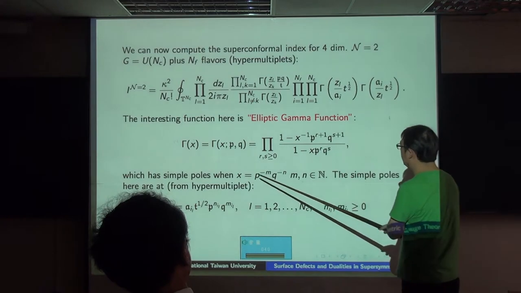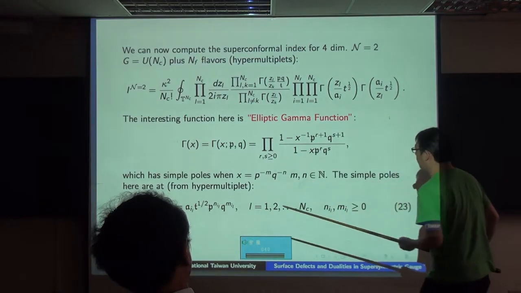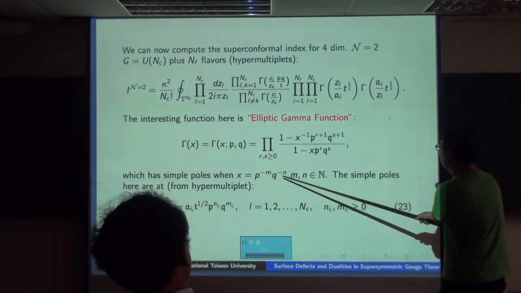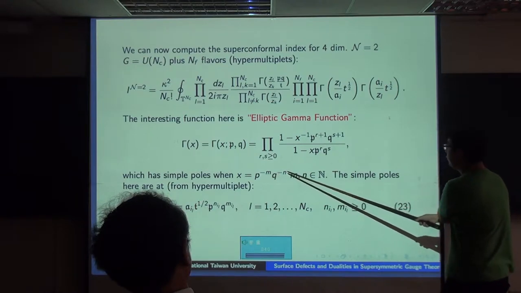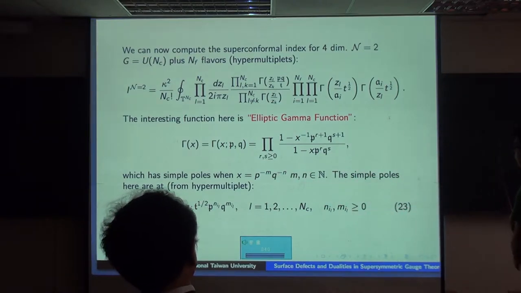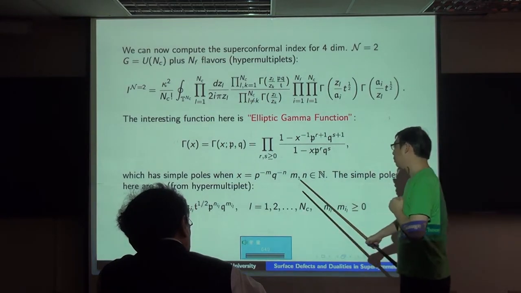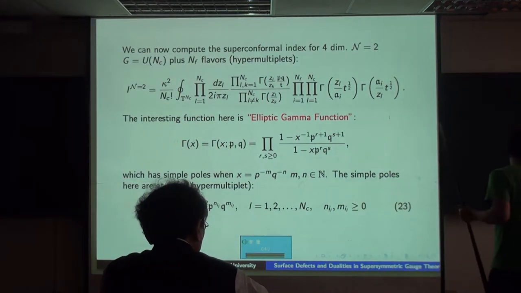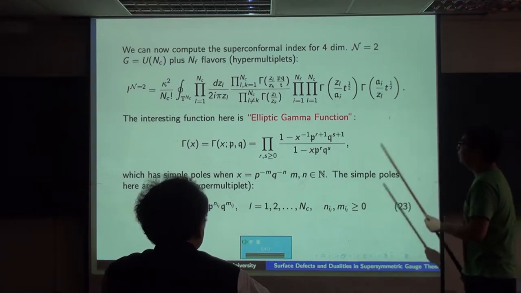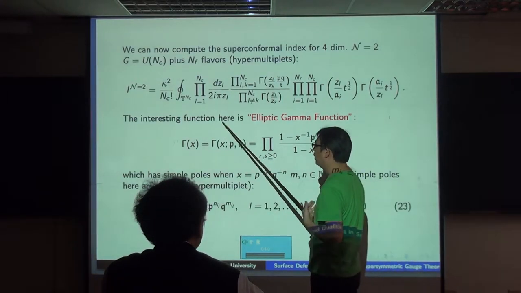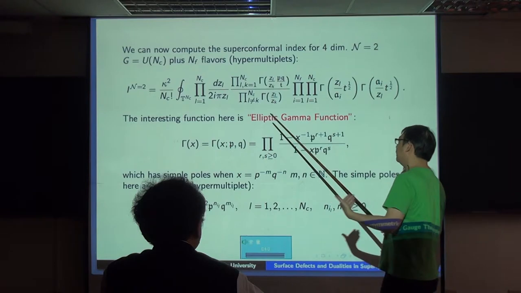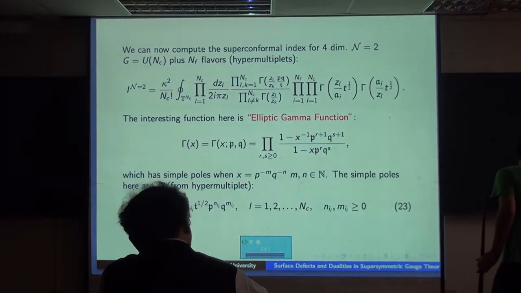But this function has simple poles, so we are doing a contour integral. It has simple poles at x equal to minus integer powers of p and q, and p and q are the fugacities you had earlier. But what's the physical interpretation of those simple poles? Because those are the ones that are going to give you a dominating contribution to your index. So what are the states you are really computing?